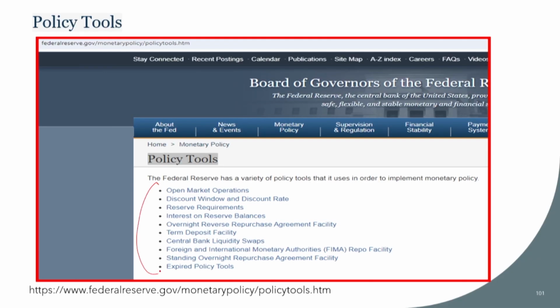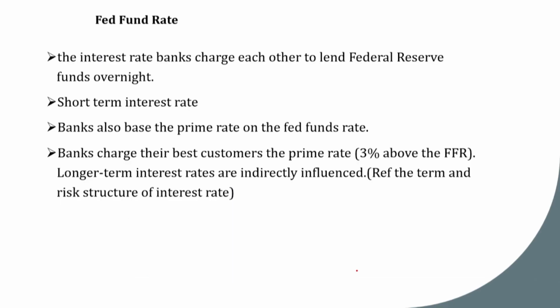These are all already listed on their website. Please follow this link. The main tool the FOMC uses to control the money supply and liquidity in the economy is the Fed fund rate. The Fed fund rate is a short-term overnight rate, the interest rate banks charge each other to lend Federal Reserve funds overnight. So the Fed fund rate is not actually the rate at which the central bank gives loans. Instead, it is the loan rate at which one bank borrows from another bank. That means one bank lends and another borrows in order to meet their Federal Reserve requirement. So these are short-term interest rates.